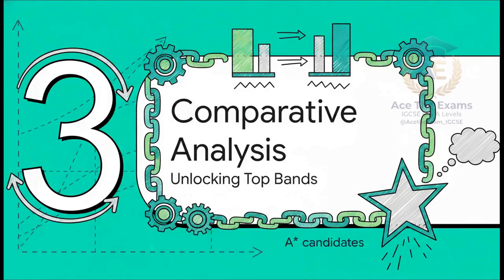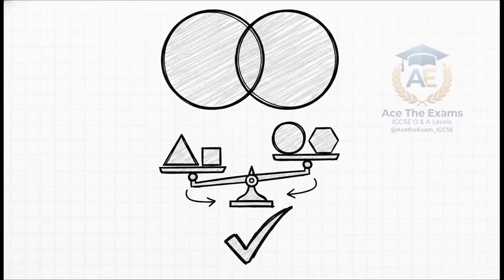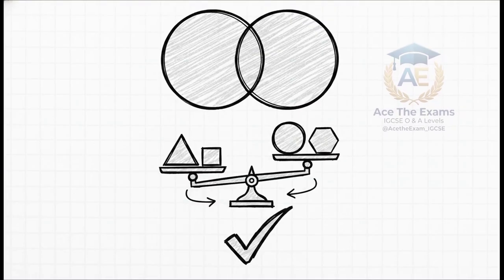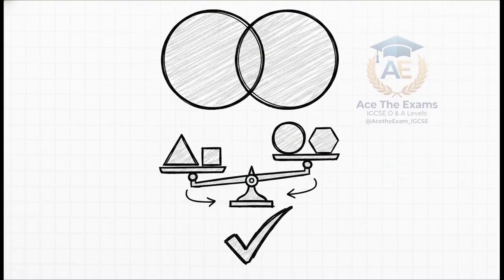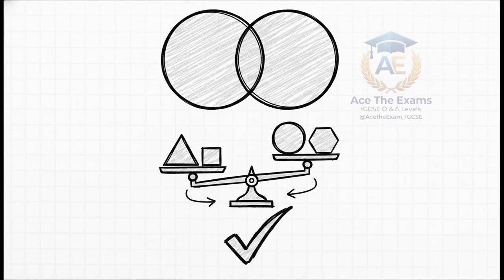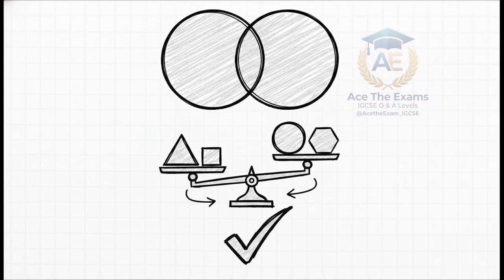Okay, Section 3, executing comparative analyses, unlocking the top bands. So, the absolutely crucial point to remember here is that true comparative analysis requires a multi-layered approach. You must identify both similarities and differences between business entities. To do this effectively, you've really got to use specific comparative connectives.